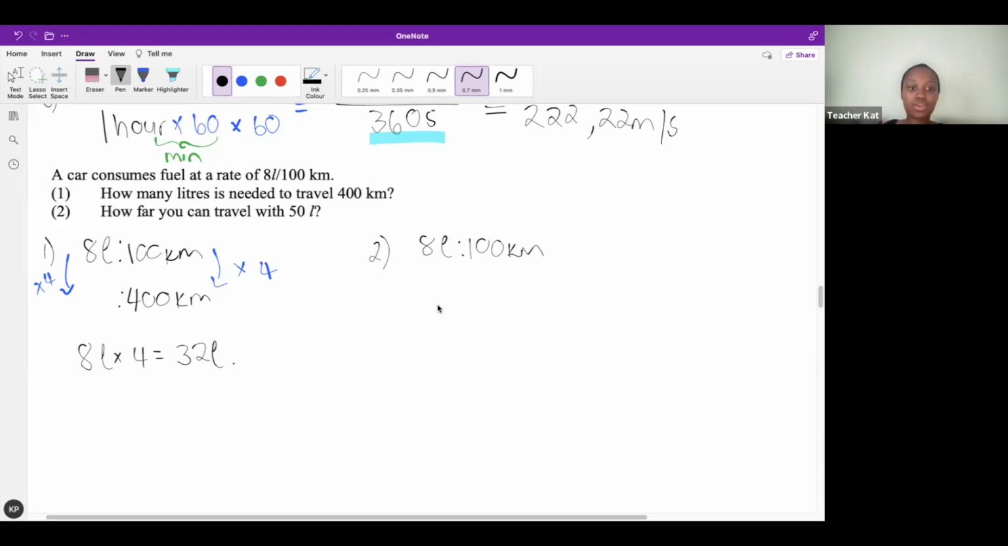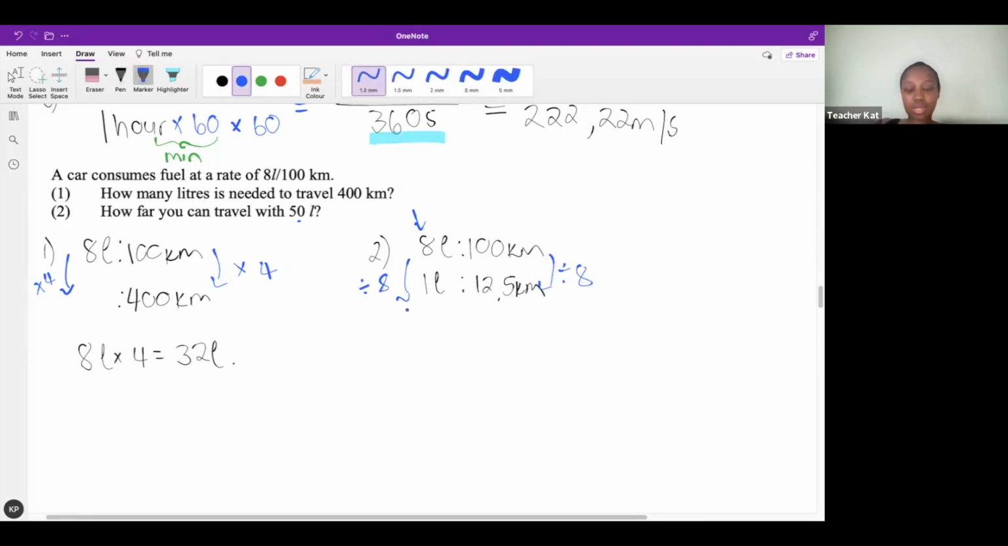I can get a unit rate. Do you guys see that? So if I figure out how far I can go with 1 liter, then I can take that 1 liter and times it by 50. Okay, so let's start with the 1 liter thing. I'm going to go first to 1 liter, which means I'm going to divide by 8. But what I do on the left-hand side, I must do on the right. What's 100 divided by 8? Let's figure out how far we can travel for 1 liter. 12,5. Thank you. So for 1 liter, I can go 12,5 kilometers.